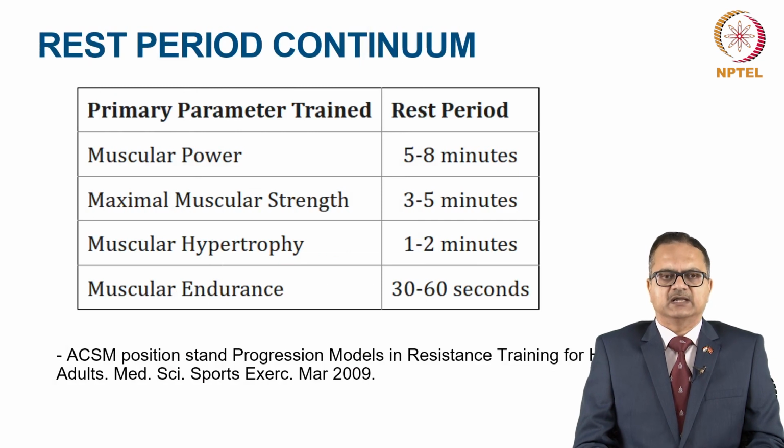There is something called a rest period continuum. If you are training the muscle for muscular power, give high training load or high intensity or high weights and give a rest period of 5 to 8 minutes. If you are looking at maximum muscular strength, give a rest period of 3 to 5 minutes. If you are looking for muscular hypertrophy, 1 to 2 minutes. And if you're looking for muscle endurance, then the rest period should not be more than 1 minute.